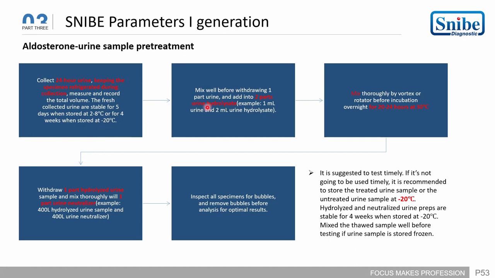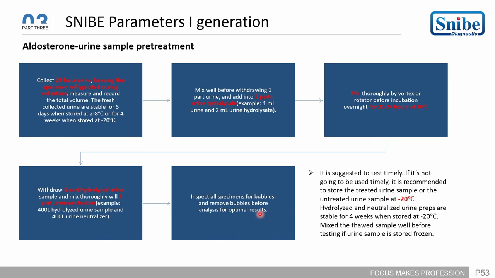So once you have thawed that sample, you have to mix well before withdrawing the part urine, and then add this into the two-part urine hydrolysate, that is 1 ml urine and 2 ml urine hydrolysate. And then mix thoroughly by vortex or rotator before incubation overnight for 20 to 24 hours at 30 degrees centigrade. Then withdraw one part of the hydrolyzed urine sample and mix thoroughly with one part urine neutralizer, that is 400 µL hydrolyzed urine sample and 400 µL urine neutralizer. Inspect all specimens for bubbles and remove bubbles before analysis for the optimum result.